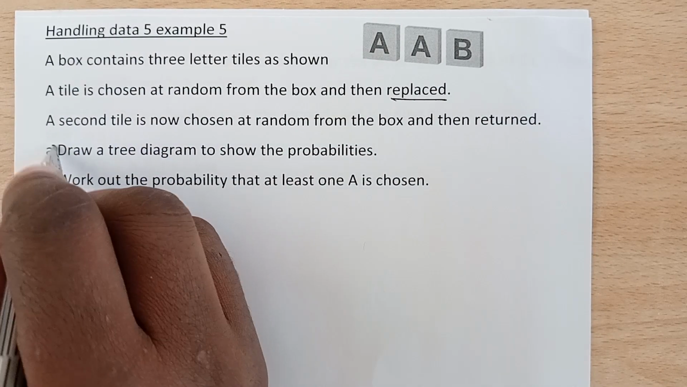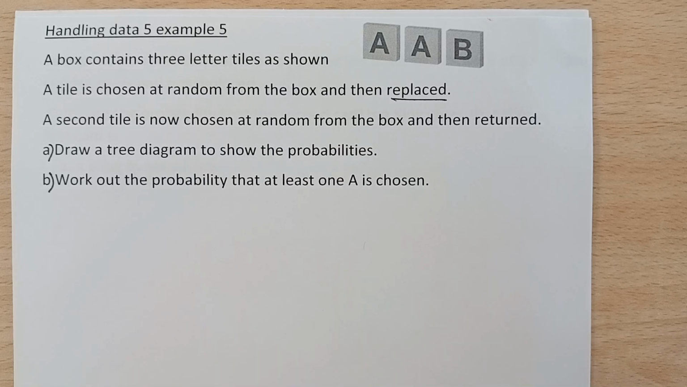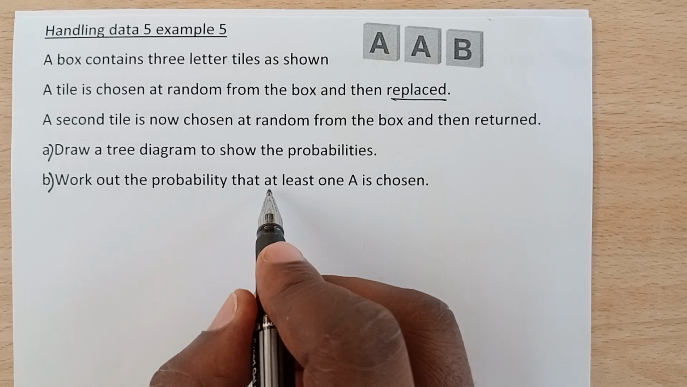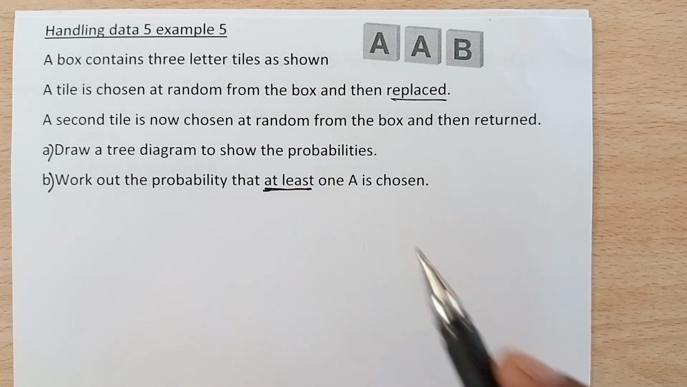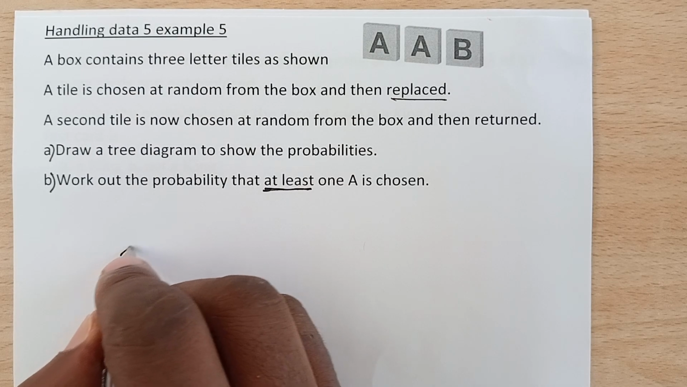Part A of the question, draw a tree diagram to show the probabilities. And part B, work out the probability that at least one A, at least, another keyword, one A is chosen. We will just have a tree diagram here.